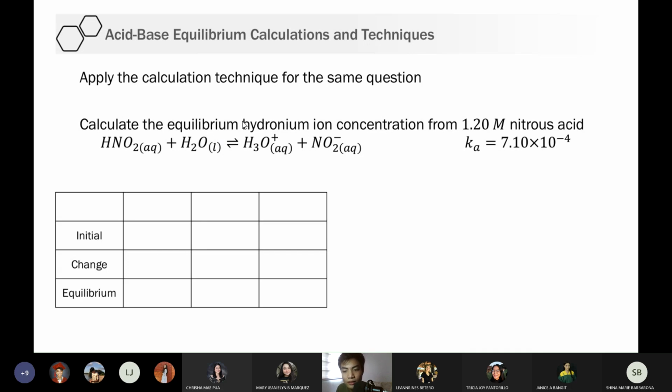We had the same problem last time. The value of our x here is 0.029. So let's try to check whether we can use the small x approximation here or not. The process is still the same: you write the ice table, you write the equilibrium constant. Let me write our information again.